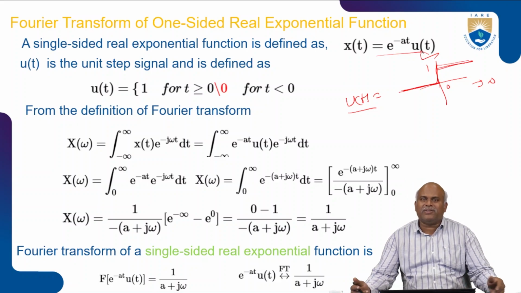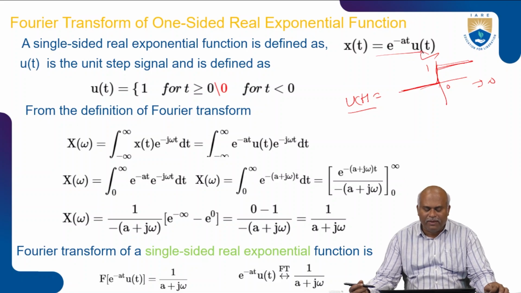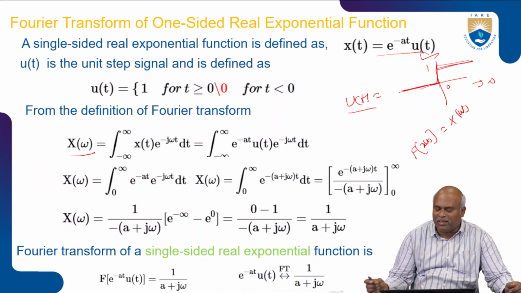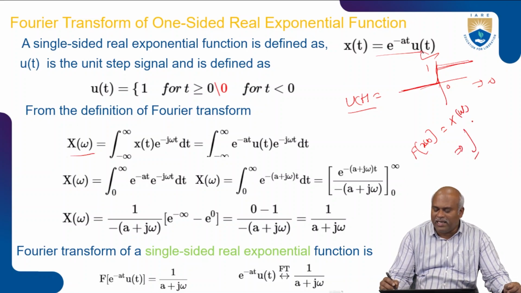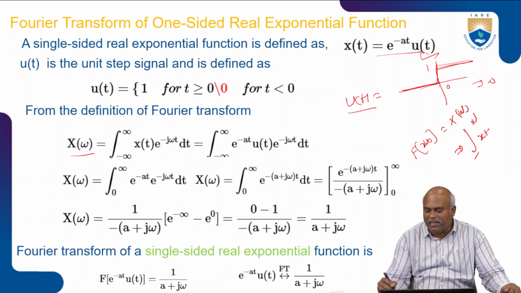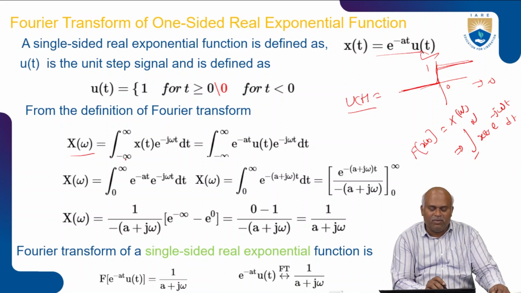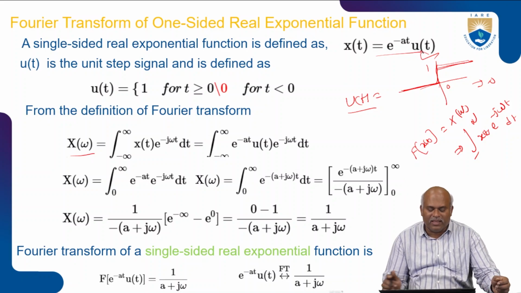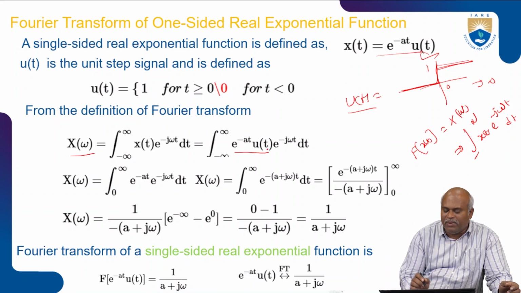So based on this condition we take the Fourier transform. We know the Fourier transform of the input x of t is represented as X of omega. So directly I write X of omega equal to the integration from minus infinity to plus infinity of x of t e power of minus j omega t dt. Here I consider x of t equal to e power minus a t u of t, and substitute it here. The interval is minus to plus infinity.